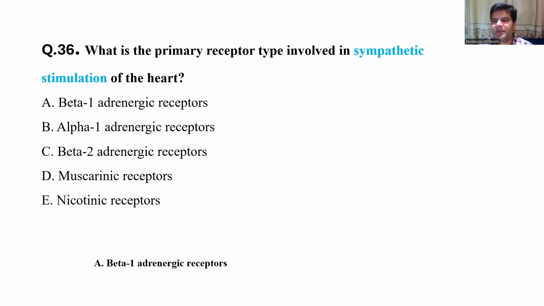Beta 1 adrenergic receptors. The sympathetic nervous system, which supplies our heart, has its neurotransmitter, which is norepinephrine. Norepinephrine acts on two types of receptors, alpha and beta. In our heart, the receptors which are present are of the beta 1 type.